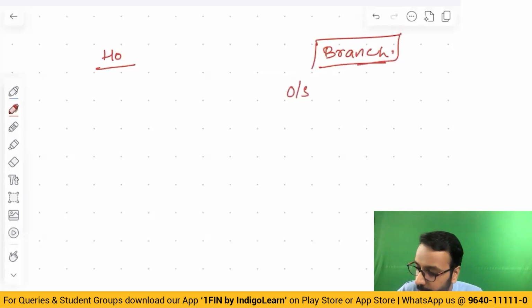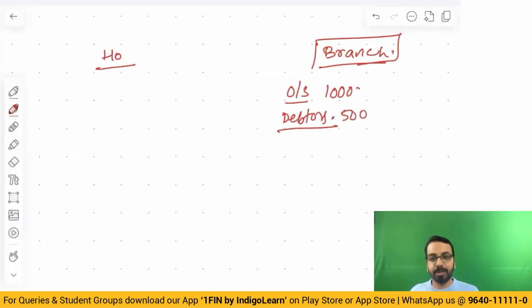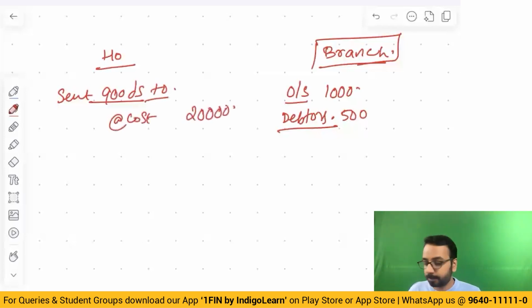Branch has opening stock of 1,000. Debtors, and when I say debtors, this is the branch debtors, of 500. Head office sends goods to the branch at cost of, let us say, 20,000. The branch sold goods of, let us say, 15,000. That is what they could sell.